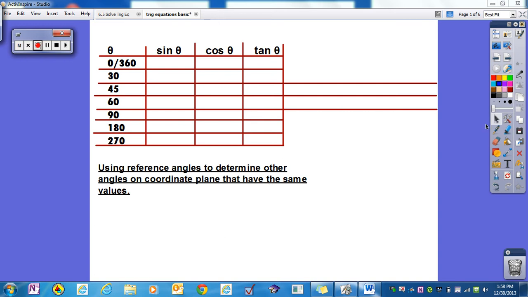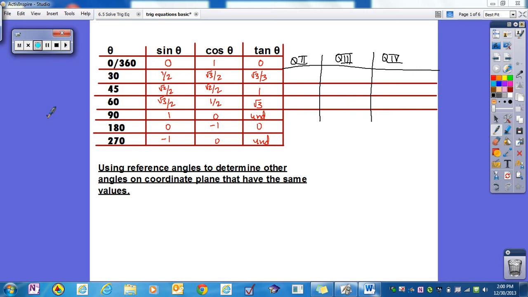Alright, so before we get started, we have to go back and recall the values from our chart. So what I want you to do is pause this, fill it in by yourself, and then go back and check what you have with what I completed. And these are the values that you should have come up with.